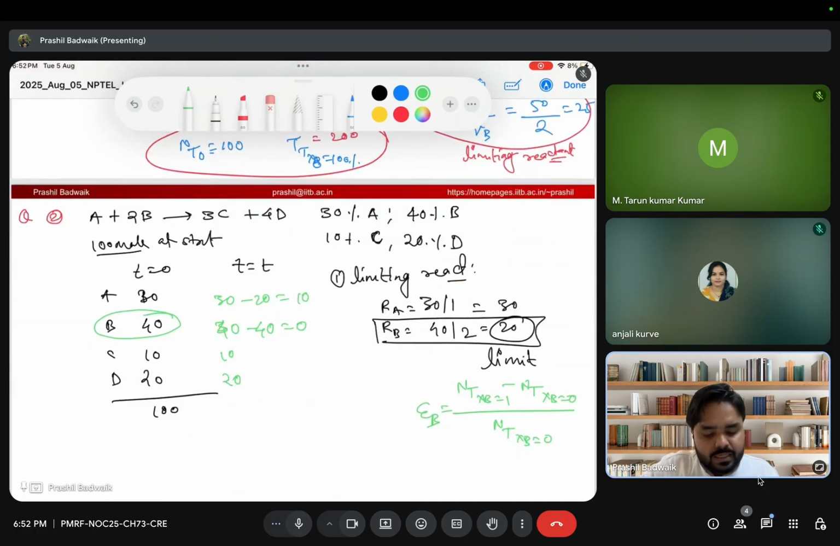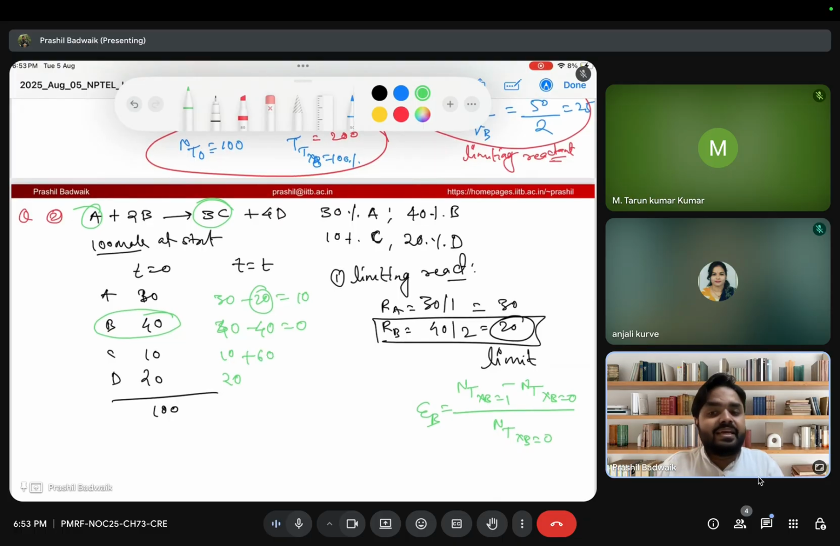For C, whatever number of moles of A are reacted, you just multiply it by 3. So 20 into 3 is 60. Earlier already there were 10 moles present, so those will be added here and the total will be 70.